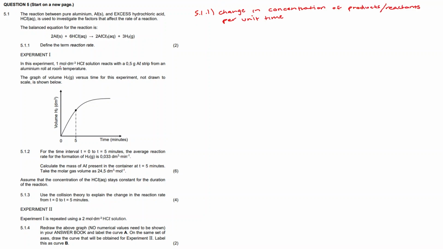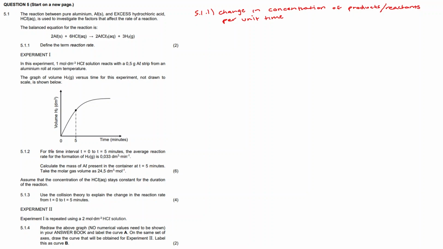Experiment 1. In this experiment, 1 mole per decimeter cubed hydrochloric acid solution reacts with 0.5 grams of aluminium strip from an aluminium roll at room temperature. The graph of volume of H2 versus time for this experiment, not drawn to scale, is shown below.